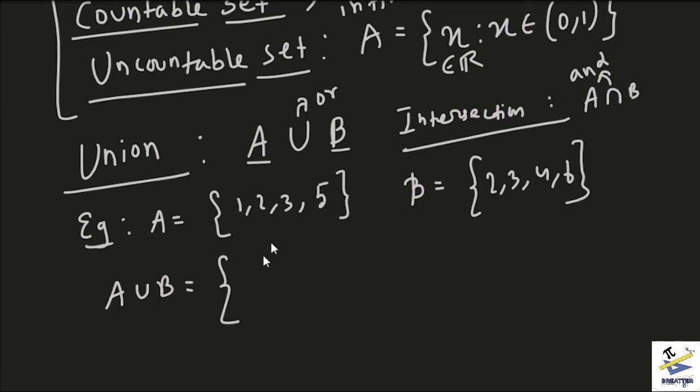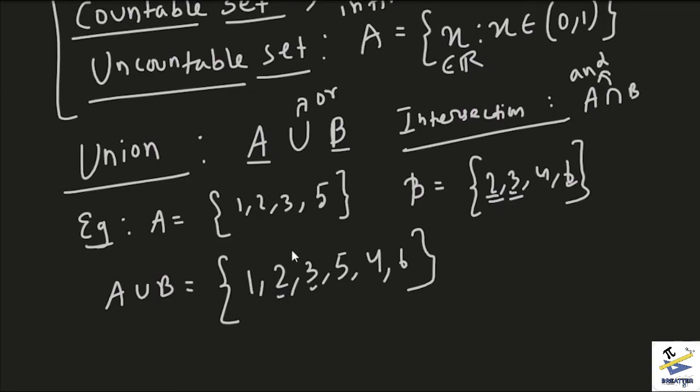Now 1, 2, 3, 5. So obviously we are going to write this 1, 2, 3, 5. You can list out all the elements here. Now see, 2 is already written in B, 3 is already written here, 4 is a new element, we can write a 4, 6 is a new element, we can write a 6. This gives us the union of two sets.